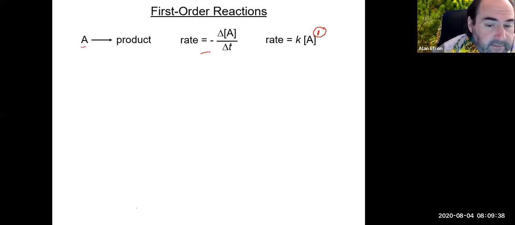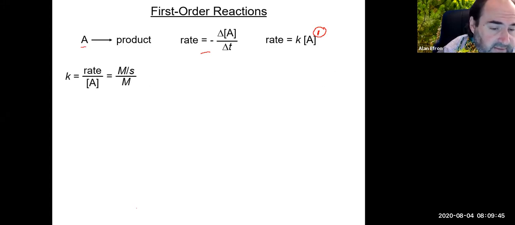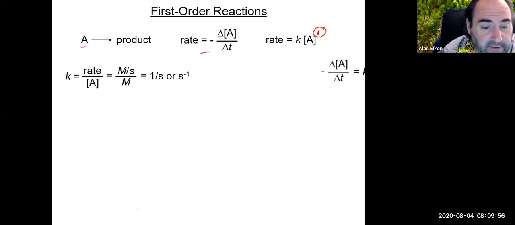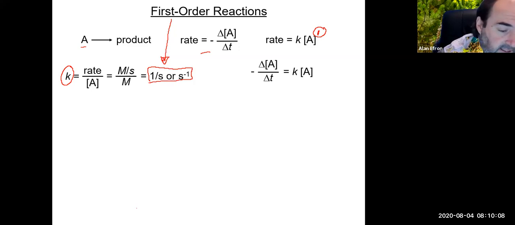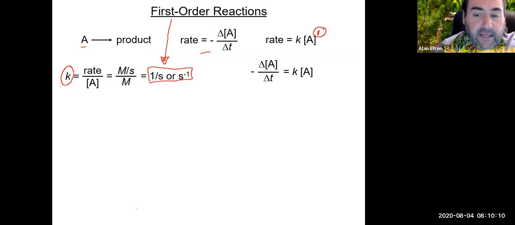And this is important if we take this rate law and really solve for k. If we solve for k and just look at the units associated with everything, k would equal the rate divided by the concentration of A. And the rate is typically molarity over seconds. The concentration is molarity. So when those cancel, this gives us our very first important information here, which is that the units associated with a first order rate constant is 1 over second, or reciprocal seconds.